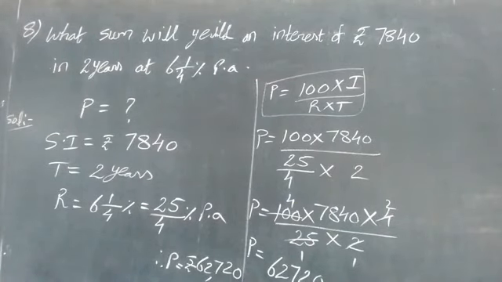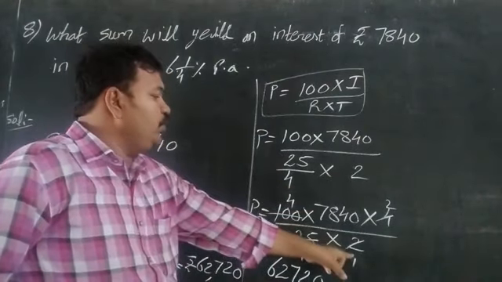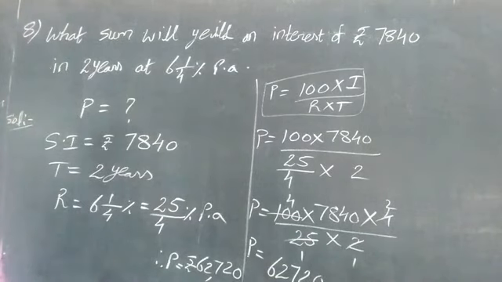Just taking the reciprocal here. So substituting 25 by 4, 4 will go to the numerator, 2 and 4 will cancel. 25 fours are 100, and the answer is 784 into 8, which is 6272. The answer for the sum is 62,720 rupees.